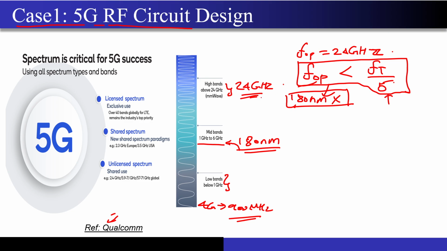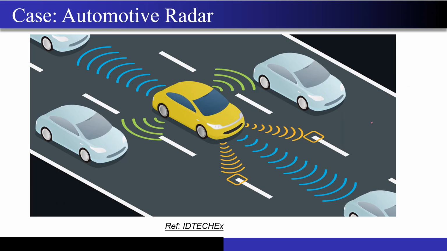So now what kind of technology will I use at 64 gigahertz? Maybe I can go with 65 nanometer, but still I have to put in a lot of effort. If I go with 45 nanometer or 22 nanometer, I can get away easily. I can easily work with these technology nodes and design very good amplifiers operating at those frequencies. Correct? So this was one of the first cases of 5G RF circuit design.